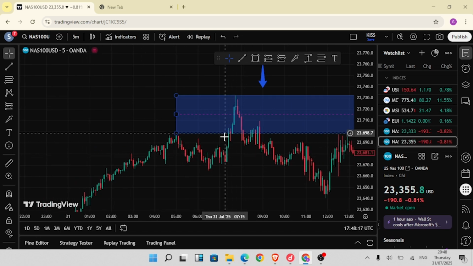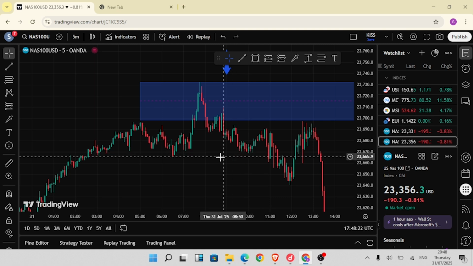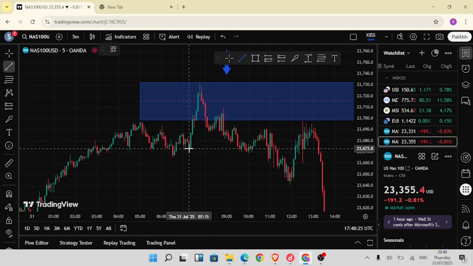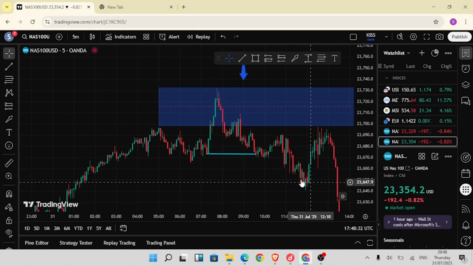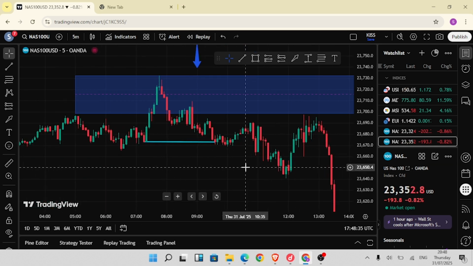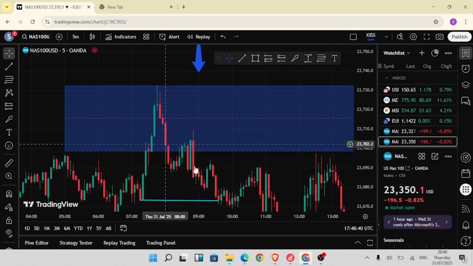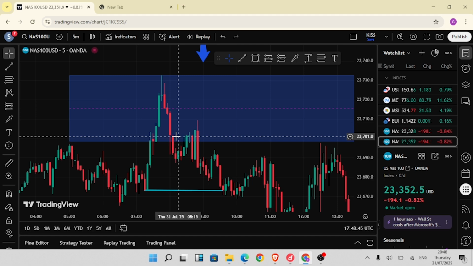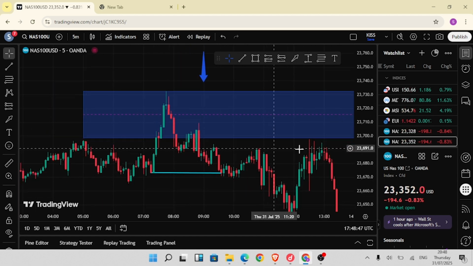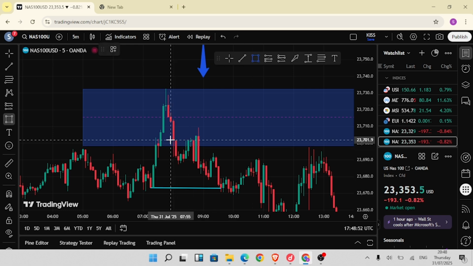The first thing is there is a clear manipulation and there is a market structure shift at the bottom. That means the market intends to go lower without a doubt. Now, manipulation happened. It leaves us with a fair value gap right here. We can see this fair value gap, and then price reacts off this fair value gap.